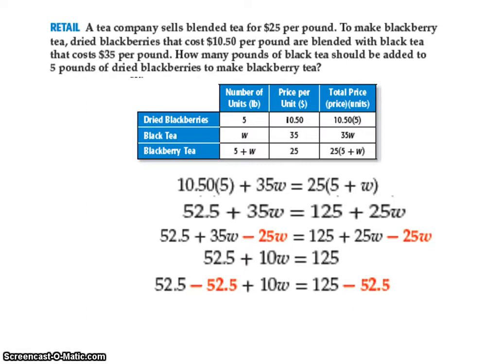So we end up putting our constants together. We get 72.5. We're going to divide by 10, and we're going to get $7.25, which is the pounds that we need for our black tea to be right. So the table is very helpful. It's just knowing how to plug the numbers into the table.